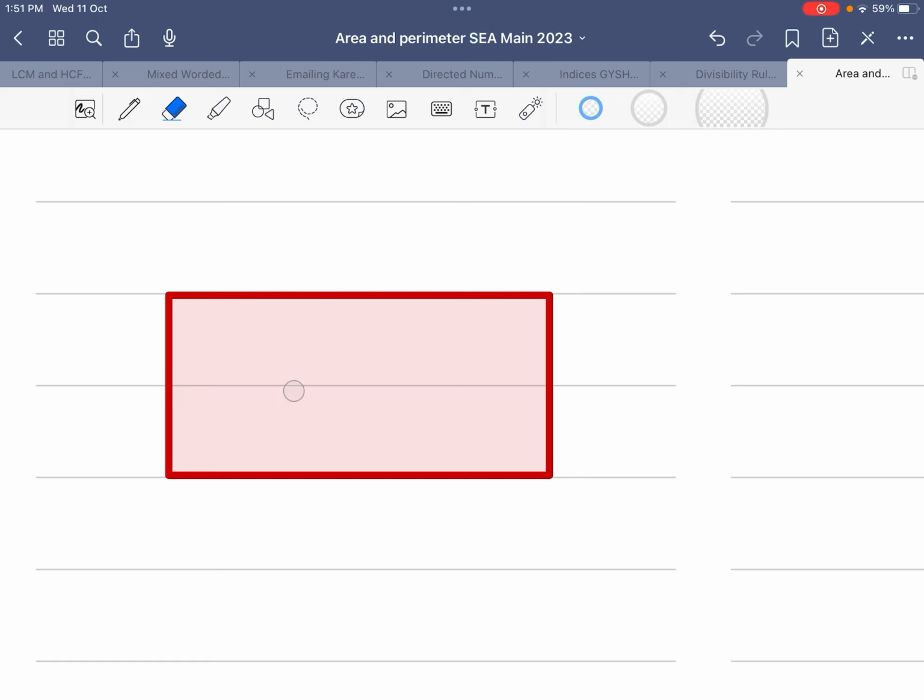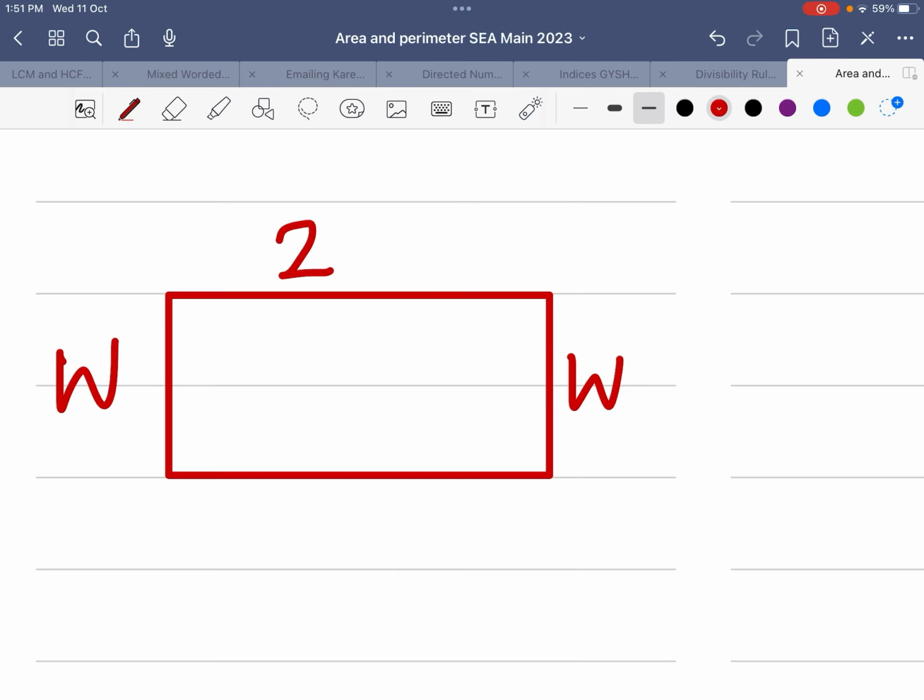We can use W for the width. Since the width is half of the length, then the length is twice the width. Since I put in length, we will put 2 times the width, or 2 widths.